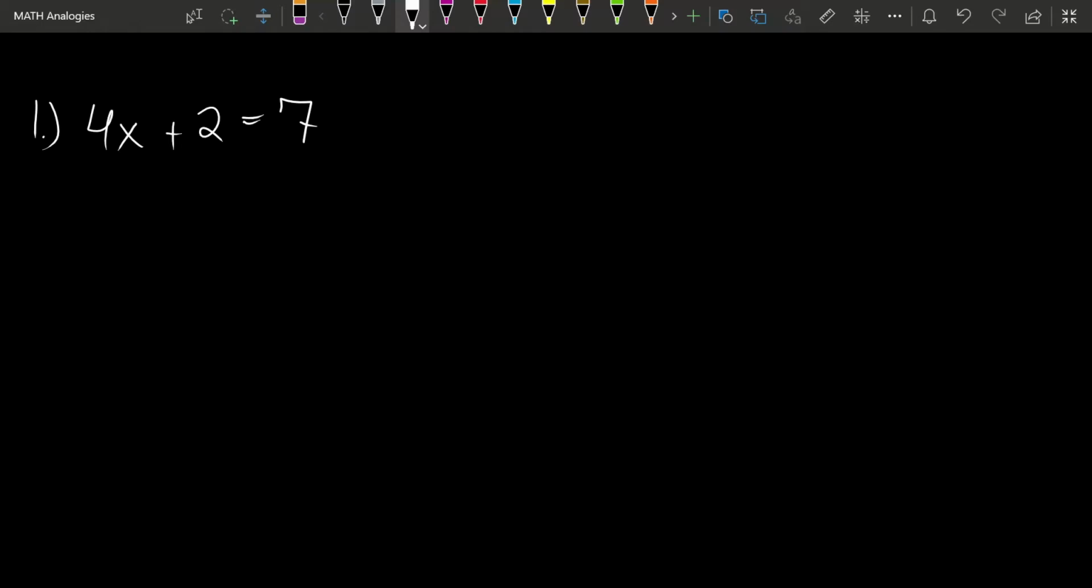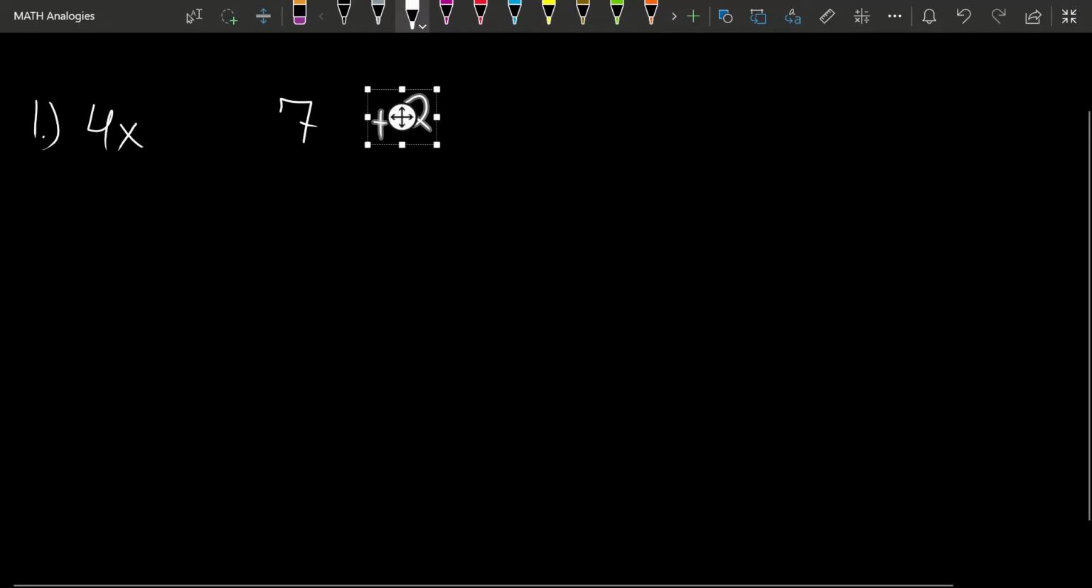Well, we want the term with the x on it all by itself. So what I'd like to do is take this 2 here and move it on over. And when I do that, when I cross this equal sign, I need to negate it. And 7 minus 2, of course, is the number 5.